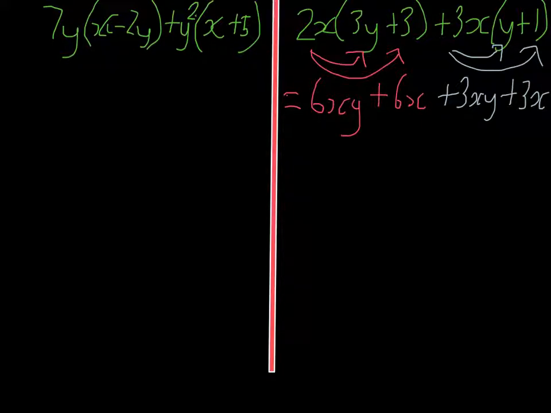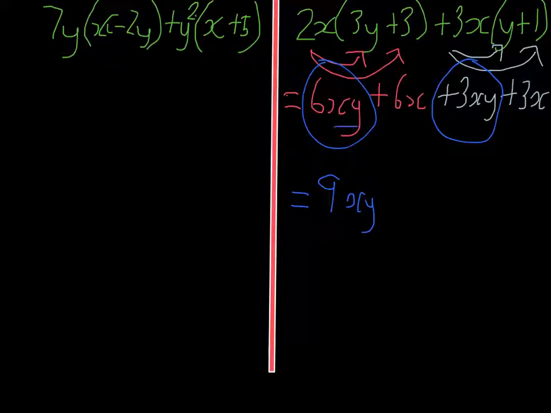In this case, you might see that now we have some terms that are like. So they have the same base, so we can add or subtract them. In this case, we're going to be able to add them. So you can see that we have 6xy and positive 3xy. So we can combine those like terms. 6xy plus 3xy is 9xy.